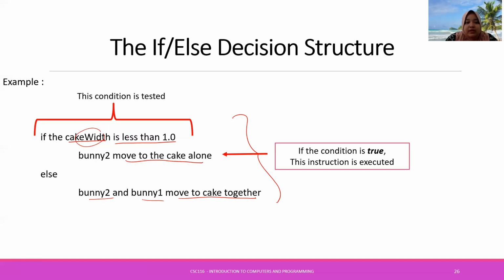Kalau cake width ni is less than 1.0, so the condition is true. Bila condition ni true, yang ini je yang dia akan run, execute. Yang bawah ni dia buat apa? Dia akan ignore.